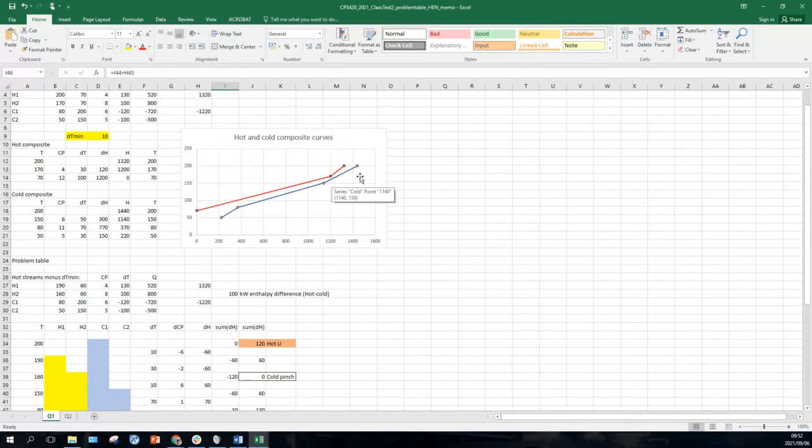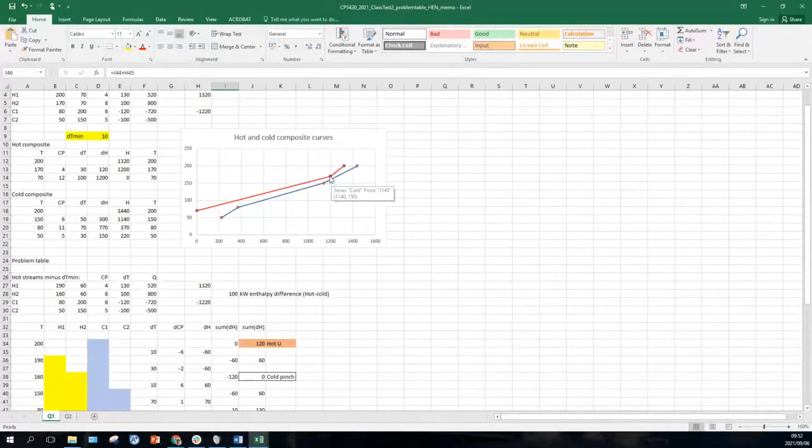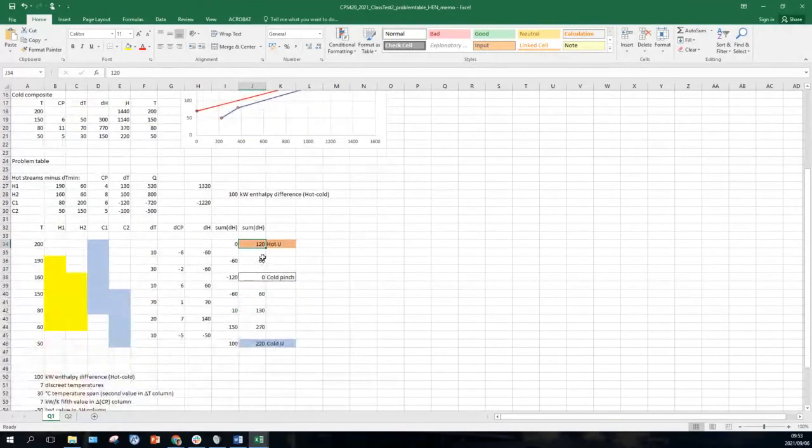And now we're summing enthalpies starting from the highest temperature. We're looking at all the enthalpies that are involved. And when we get to 0, then we would have solved this thing where these two are touching. So what's happening is we need to say that minus 120 must be 0, and therefore we need 120 kilowatts of steam, of hot utility.